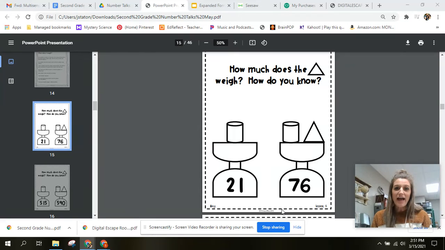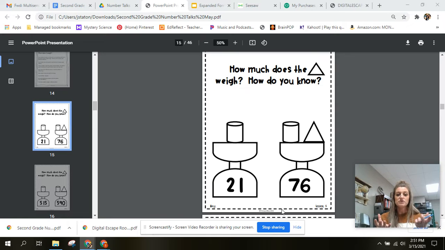Hey guys, welcome back. So you guys have been working on expanded form, and then we started talking about figuring out which number was greater, which one was less. So that's comparing numbers. Now we're going to work today again on balancing equations, because that's the next thing you guys worked on. So I want you to look at what's on my screen.